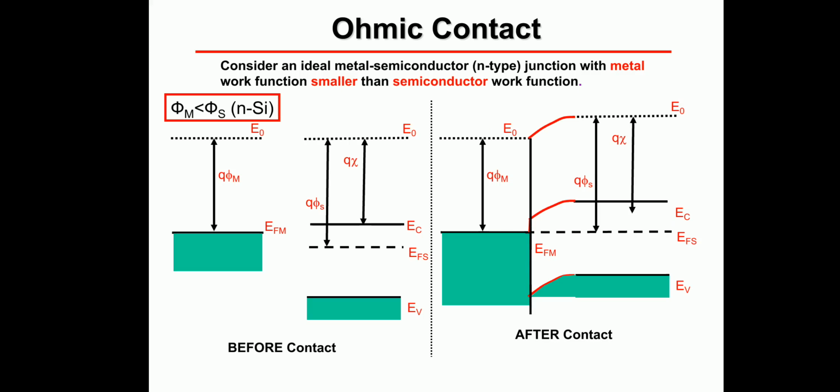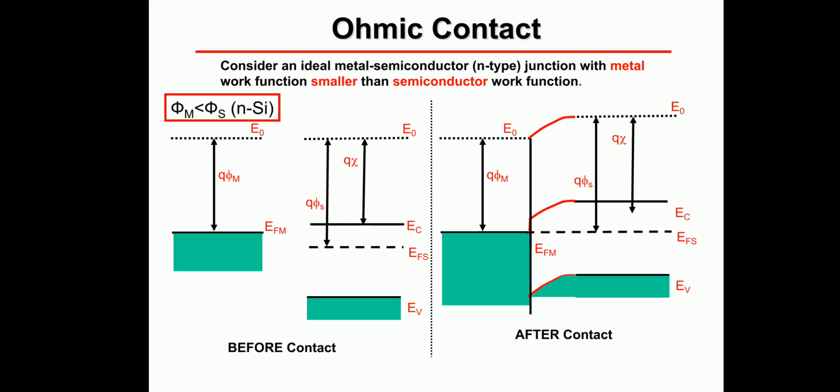Before contact, we can take our reference E0, then fix this E0. Based on the work function difference, we can draw the remaining bands. Here phi m is less than phi s, that means the Fermi level of the metal is higher than that of the semiconductor. We are considering n-type material, so we can draw the conduction band near the Fermi level. Based on the energy band gap, we can draw the valence band. Then mark the difference between the Fermi level and E0 as q phi s, and between EC and E0 as q chi, where chi is the electron affinity. So that's the ohmic contact.